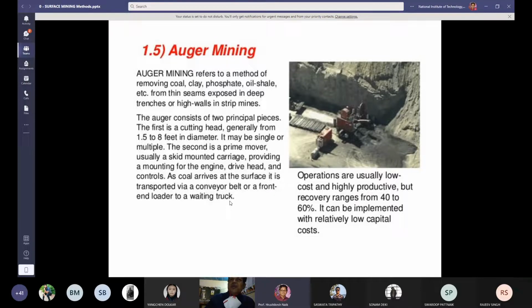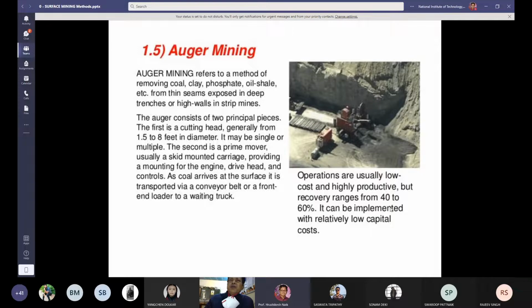trucks. So these auger mining operations are usually very low cost, because you are not going to remove the overburden. Here also, like your glory hole mining, you are not going to remove the overburden. You are mining only the thin coal deposit. So therefore it is a very low cost and very highly productive method of mining.